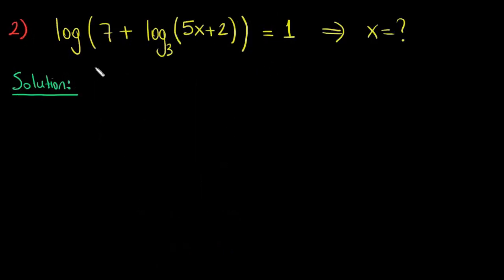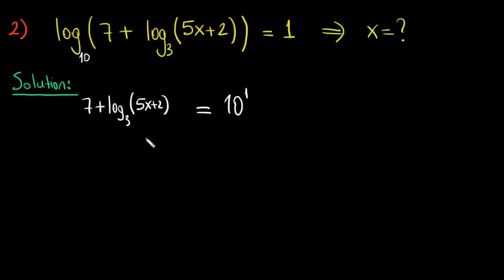Alright, let's do another example. As you can see, we have log where the base is not specified: log 7 plus log base 3 of 5x plus 2 is equal to 1. Here, since the base is not specified, we can just write 10 here. And 10 to the power of 1 is going to be equal to this expression. So 7 plus log base 3 of 5x plus 2 is just going to be equal to 10 to the power of 1.